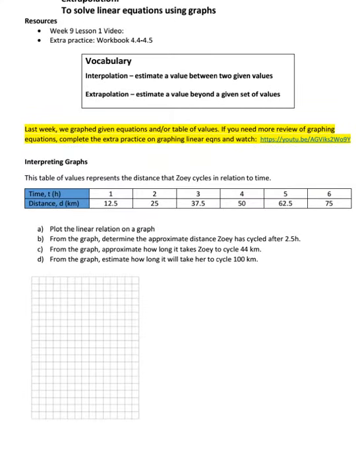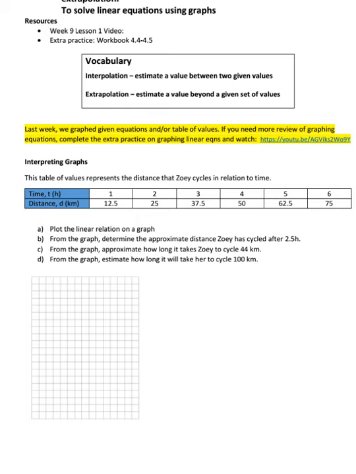It says, this table of values represents the distance that Zoe cycles in relation to time. So it shows us that for every hour she cycles, the distance that she goes. Okay, first part, it's asking us to plot this linear relationship on a graph. So this is something that we did last week. This is very simple to do when you're given a table of values, right? So we're going to graph it on the graph that I have below here.